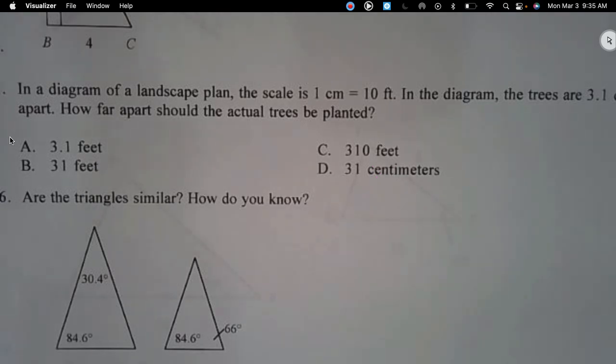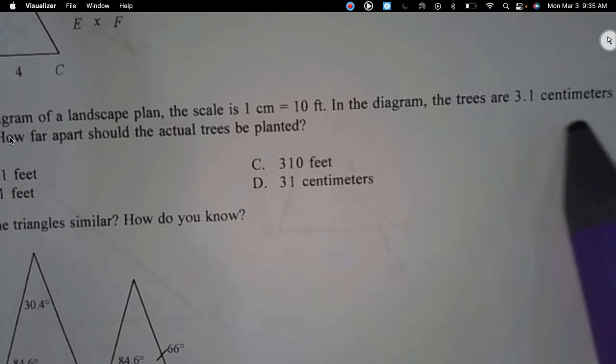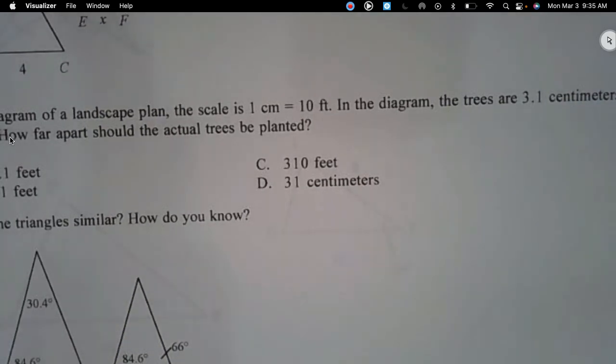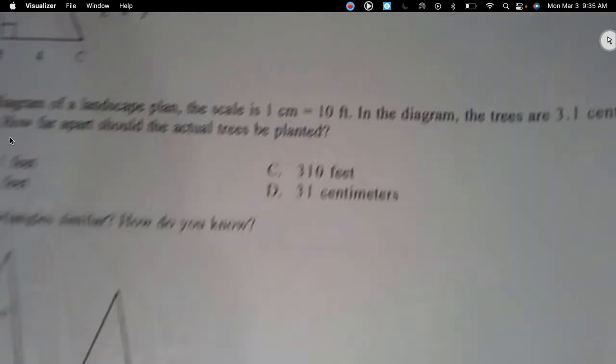And measurement matters here. They tried to confuse you. Is it feet or is it centimeters? Well, look, if they already give you centimeters, then your answer choice is going to have to be the other one, feet. Okay, let's see what's next.